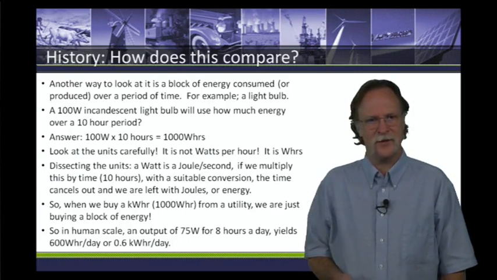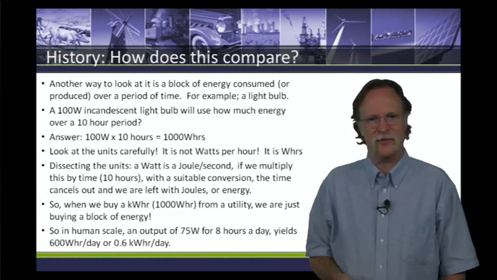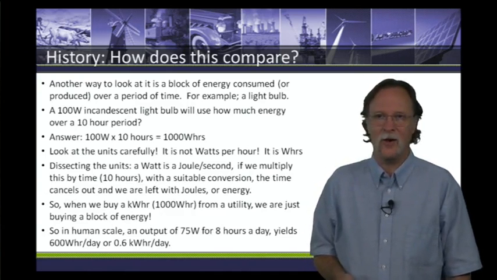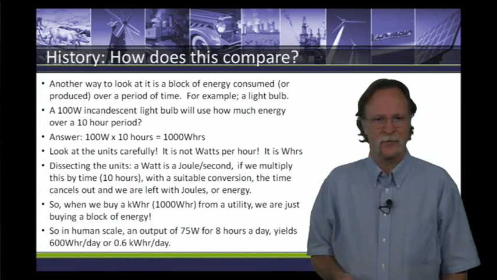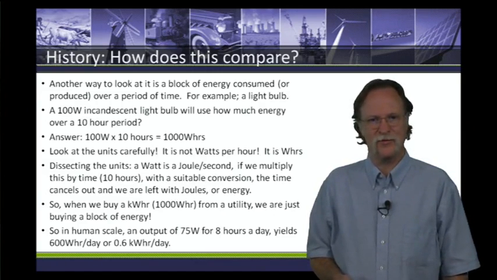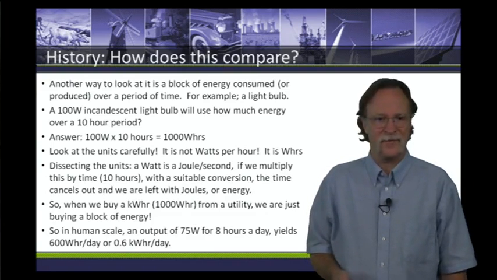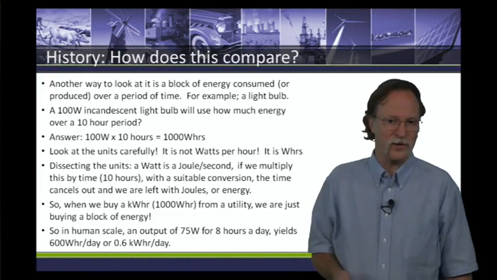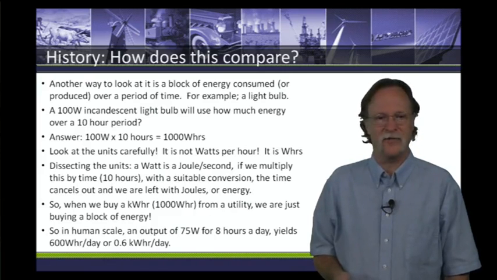Now watch how that's noted. Look at the units carefully. It's not watts per hour, it's watt-hours on the same line. Dissecting the units, a watt is a joule per second. Multiply this by time, that's in hours. So we have joules per second times time. If we use a suitable conversion, getting rid of the time differential in seconds and hours, we're left with joules, or just energy. So really, when you buy 1,000 watt-hours from the utility, or 1 kilowatt-hour, you're just buying a block of energy.